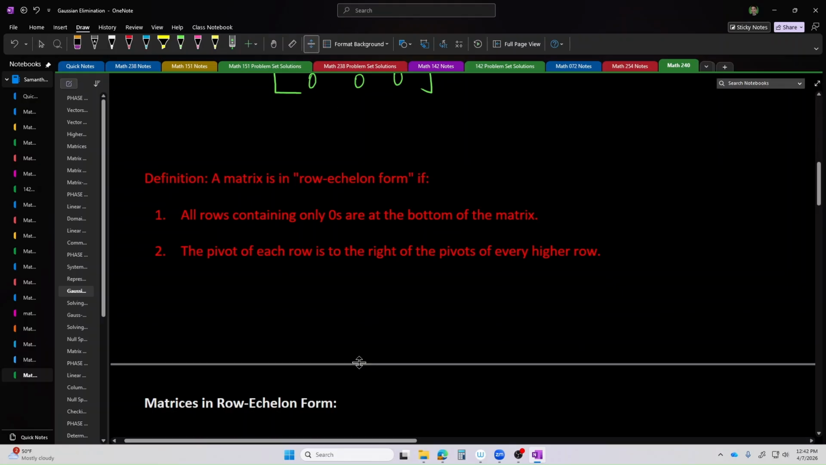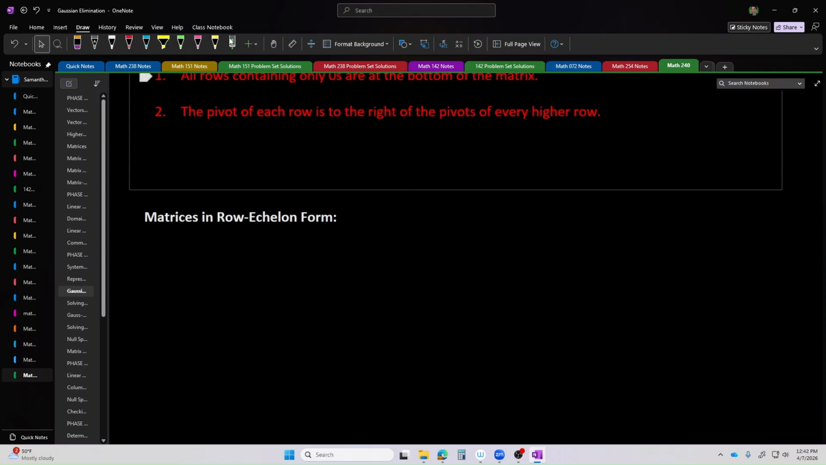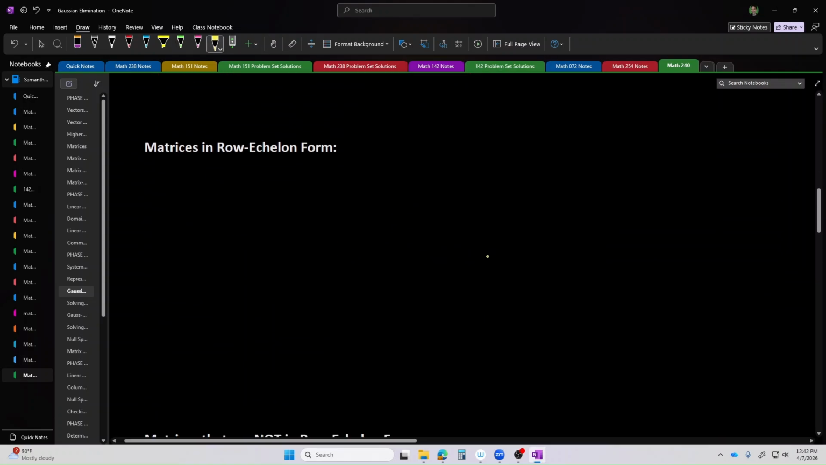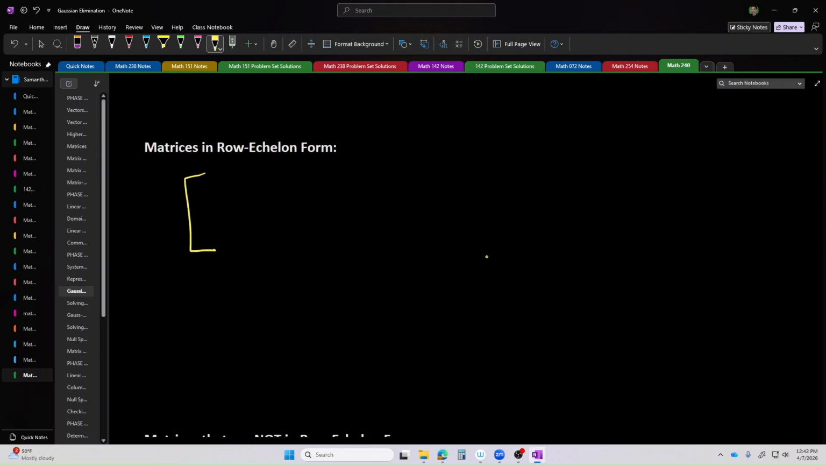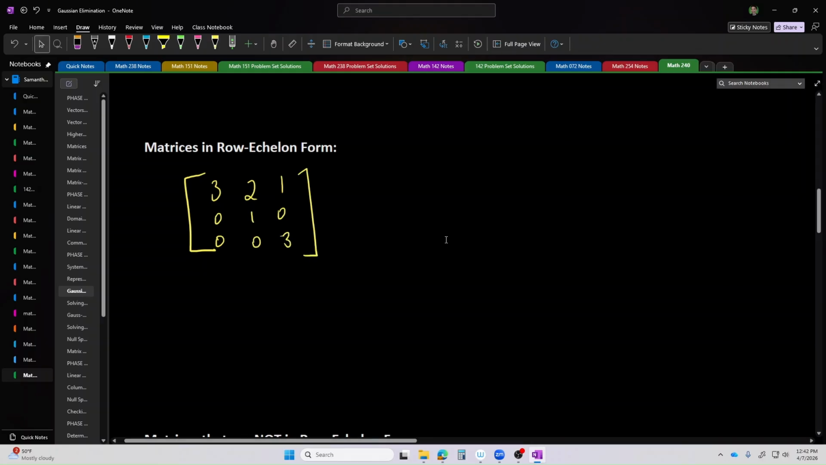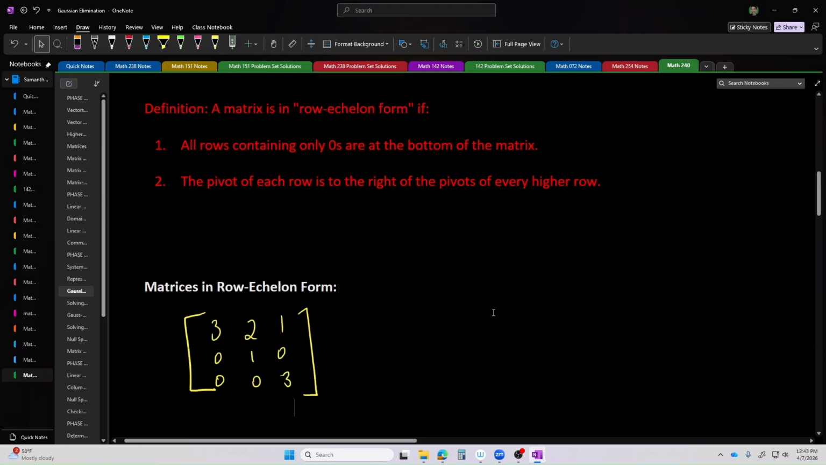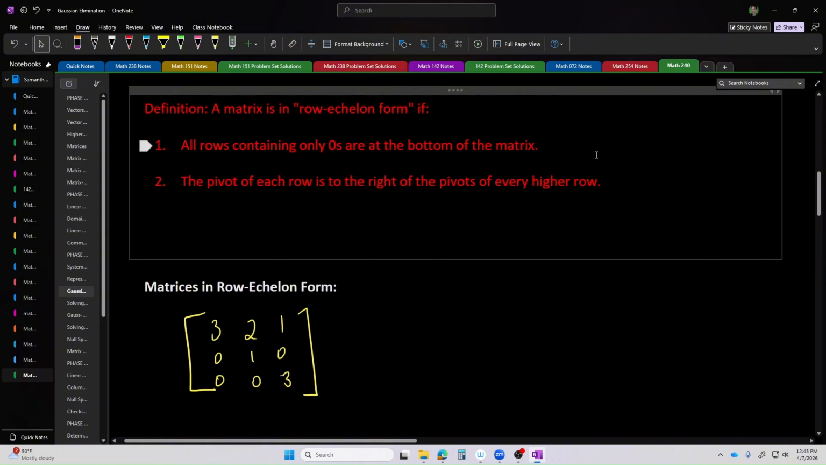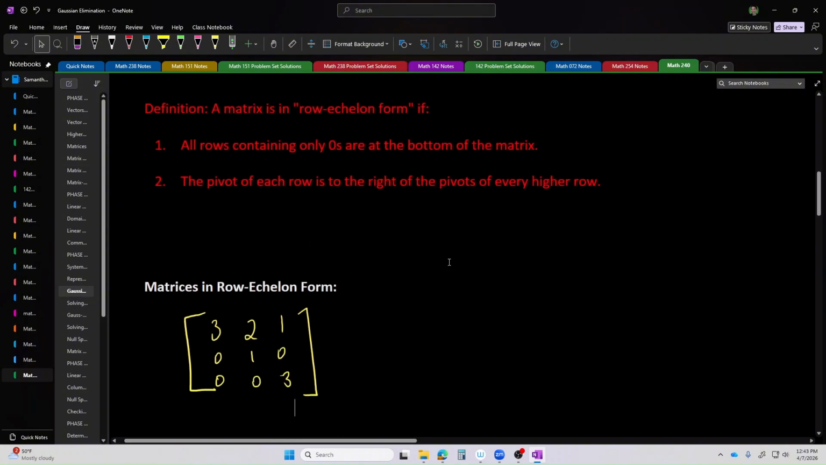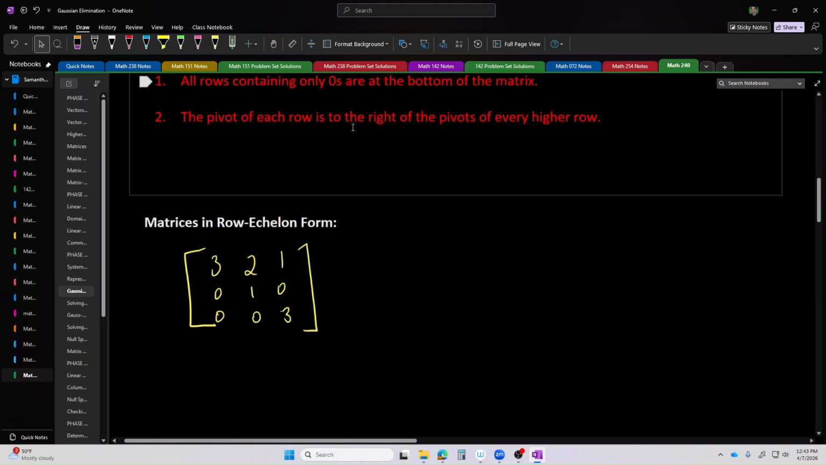So let me show you an example of a couple of matrices that are in row echelon form. So here is a matrix that is in row echelon form. If I give us something like 3, 2, 1, 0, 1, 0, 0, 0, 3. This matrix is in row echelon form. First of all, what's going on with rows containing only zeros? Well, this matrix does not contain any rows that have all zeros in them, so I don't have to worry about this condition. But let's see what's going on with the pivots that are in this matrix.